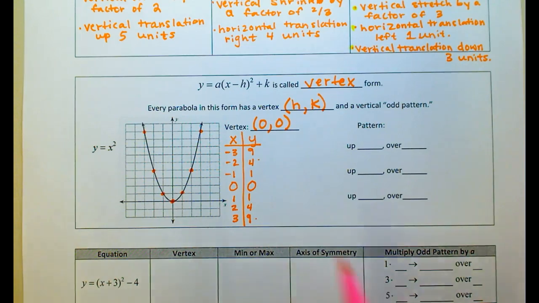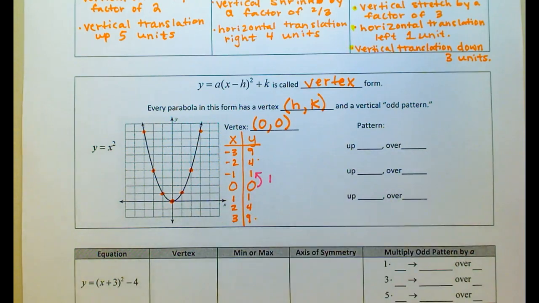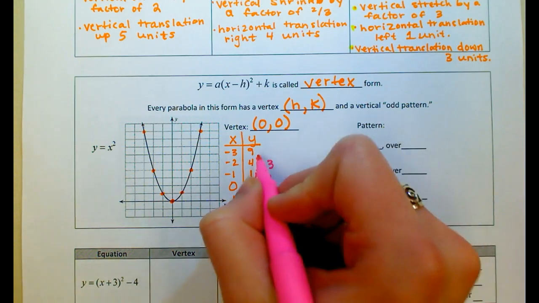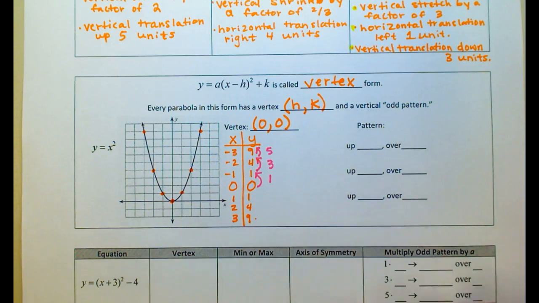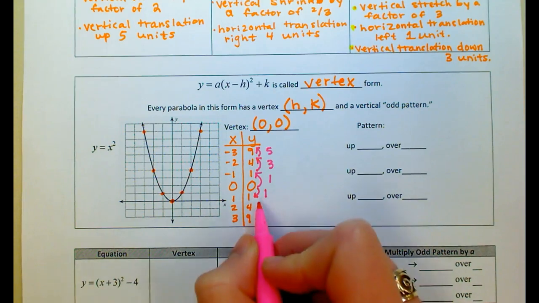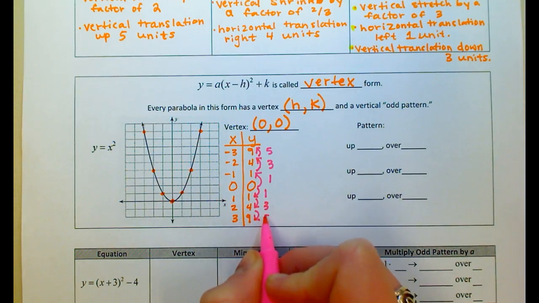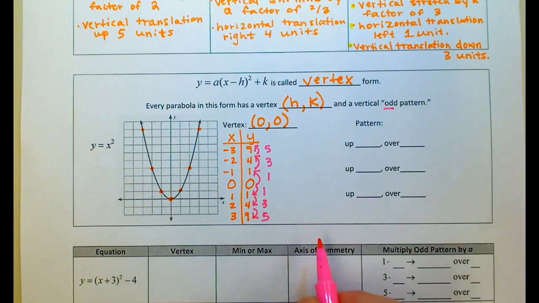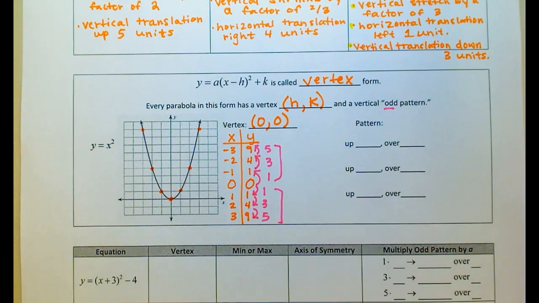If I'm looking at the y values, the distance between the vertex and the next point is 1. The distance between that point and the next point is 3. And the distance between 4 and 9 is 5. Now let's look at the other side. Since it's symmetrical, the distance between 0 and 1 is 1. The distance between 1 and 4 is 3. And the distance between 4 and 9 is 5. So this is how we find this odd pattern, because we have our odd numbers 1, 3, and 5 on both sides of the vertex.